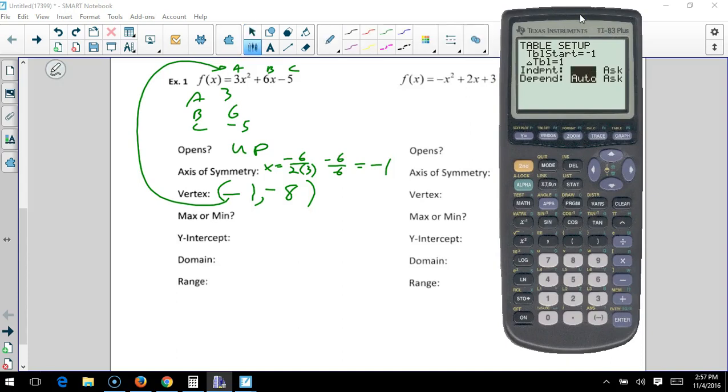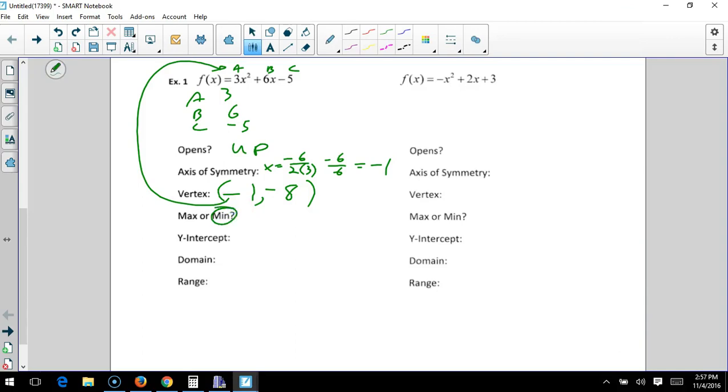Maximum or minimum? Well, if it's opening up, it's a minimum. The y-intercept is c, so negative 5. And the domain is going to be, again, negative infinity to positive infinity. And the range, how low does it go? Negative 5. Sorry, my bad. I'm thinking about vertex form. For the range, you're going to look at your vertex. How low does it go? Negative 8. How high does it go? Positive infinity.